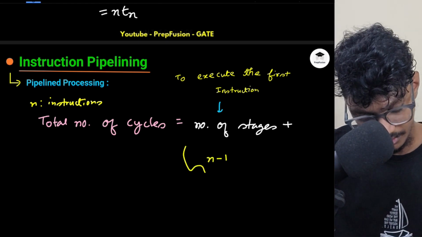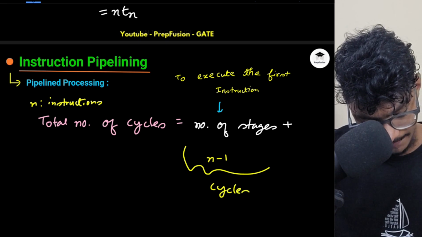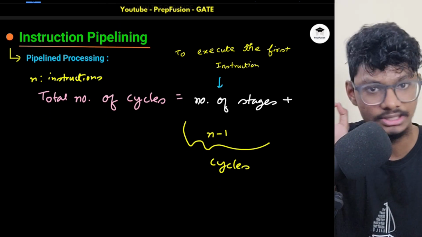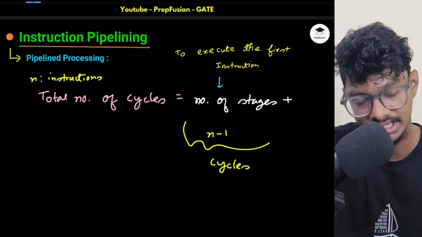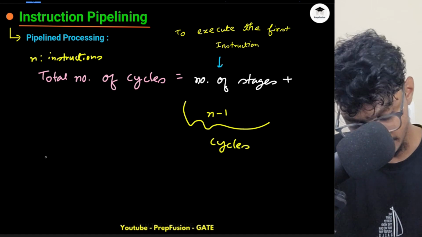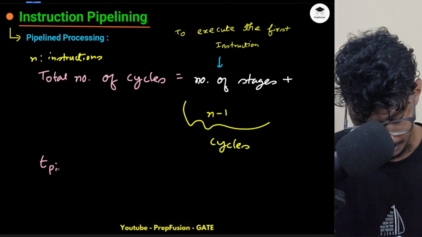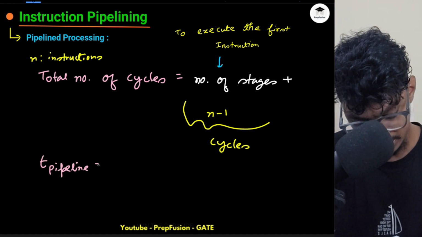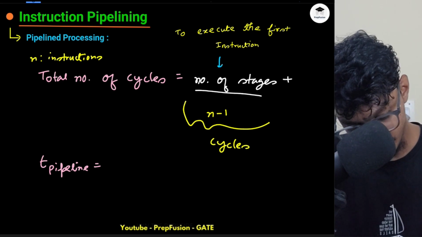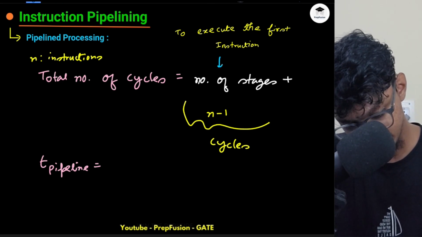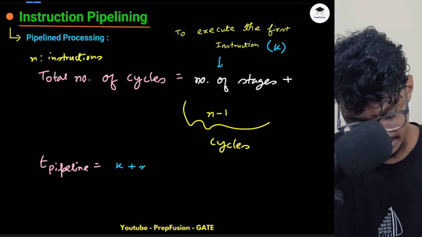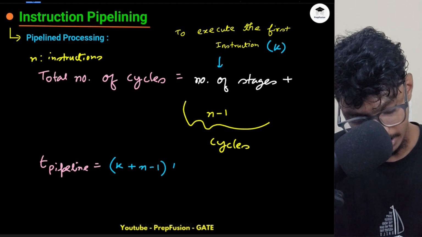So remember, this is the number of cycles. Let's assume that each cycle takes some time TP. Each cycle time is TP, some common time has been given. So total time for pipeline processing of the same task will be, we write the number of stages with the notation k. We denote it in terms of k. k plus n minus 1 into TP.